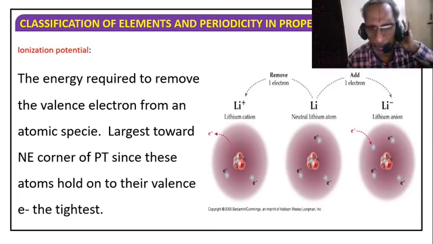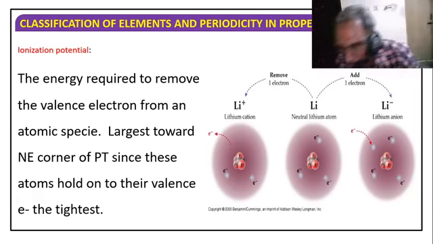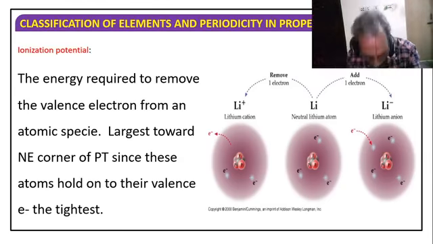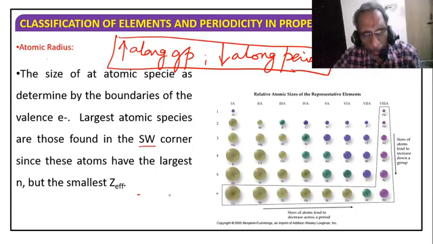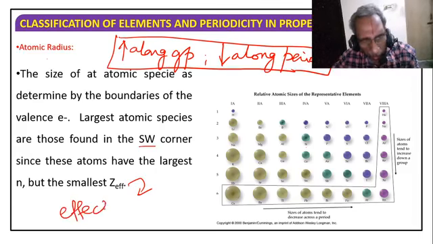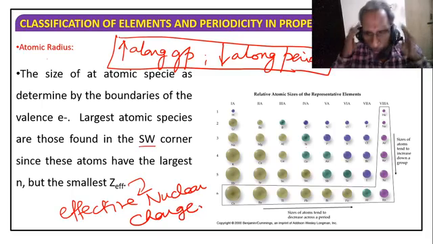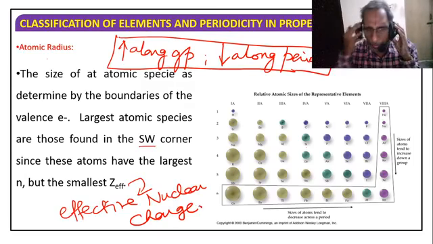Next class we will see the ionization energy. Kannappan Rajendran, this Z effective we will study in detail. At present you note down that it is effective nuclear charge. Everything we will study in detail.